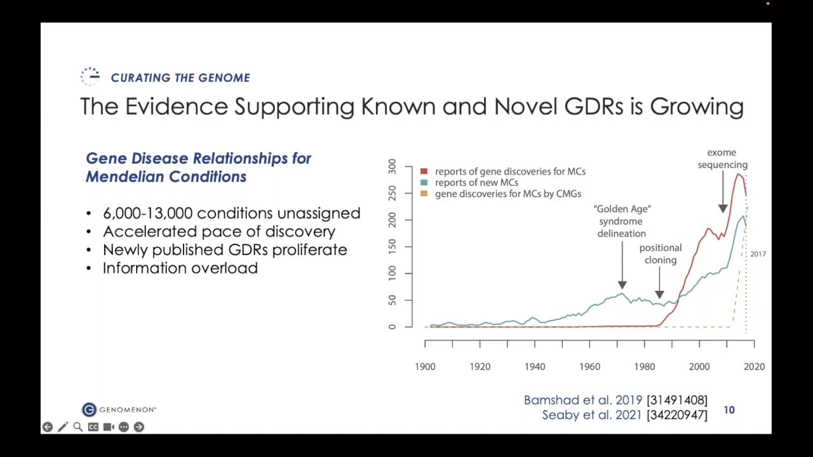The evidence supporting both known and newly characterized gene-disease relationships is growing exponentially month by month, leading to information overload. This is the challenge that we are rising to meet with these gene-disease curations. The curation of genes at the gene level to characterize these gene-disease relationships is vital to ensuring clinical diagnostic assays are properly prioritized and interpreted. Next slide, please.